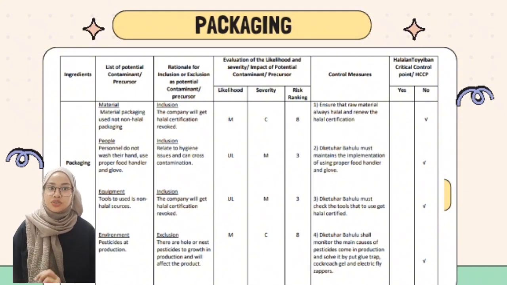People, personnel do not wash their hands, use proper food handler and glove. Inclusion, related to hygiene issue and cross contamination. Likelihood, unlikely, severity, moderate. So the risk ranking will get 3. Diketahui bahawa must maintain the implementation of using proper food handler and glove.